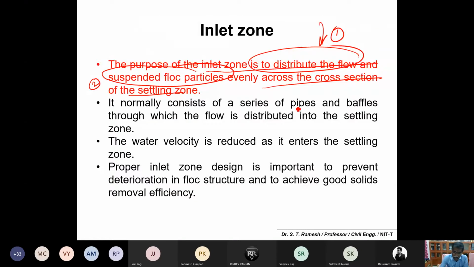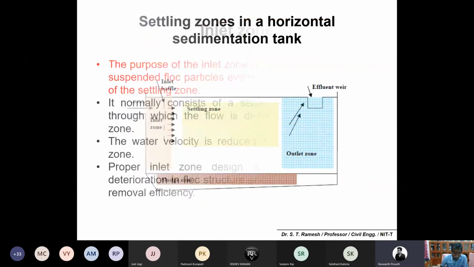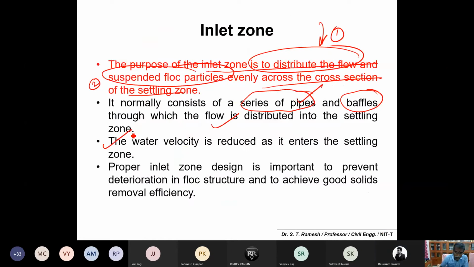It normally consists of a series of pipes and baffles through which the water is distributed into the settling zone. Please remember, these may be something like pipes, or maybe individual slots. The primary objective is that, because of this arrangement, the velocity is completely reduced as the water enters the settling zone.